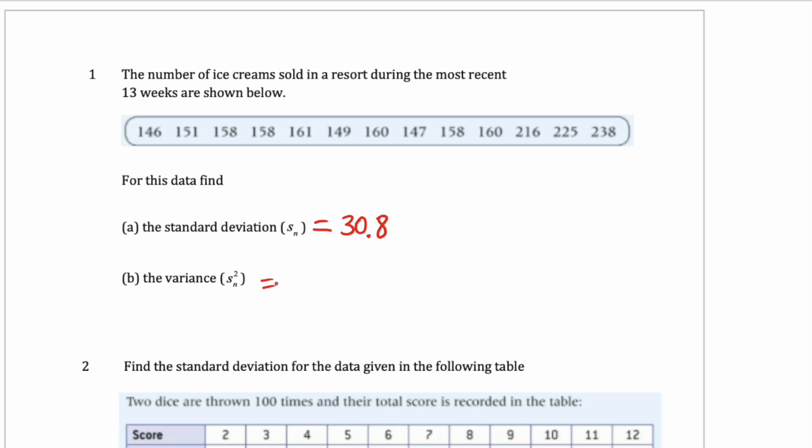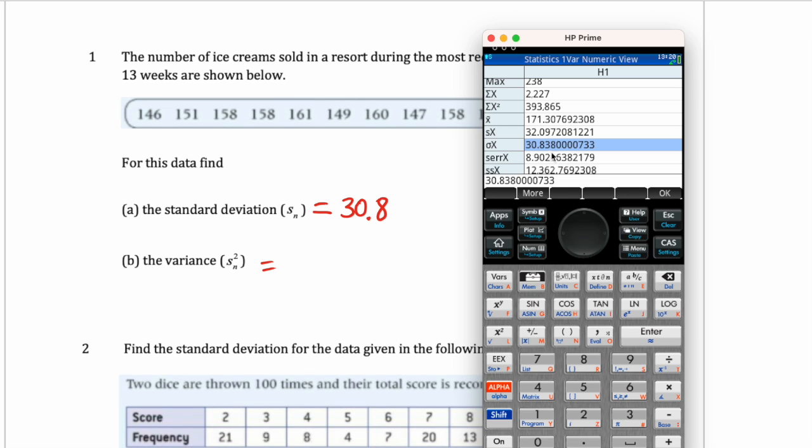Okay, and the variance, it doesn't pop up in your calculator, but it's pretty easy. You can just square this number. Now you can square 30.8, but if you want a more accurate answer, you can actually copy. Shift, copy. I think that didn't work. Let me try it again. Shift, copy, and you get a little picture of the copying there. So I think it worked.